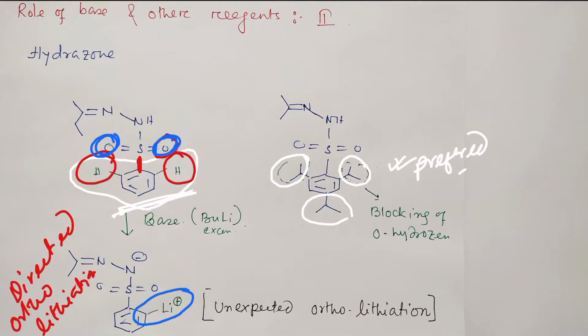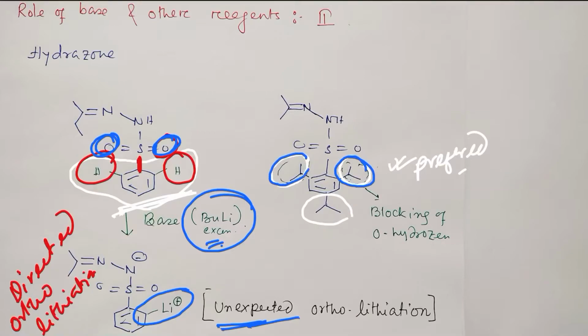And why is this possible? Because during the reaction we use butyl lithium in excess. We will come to why and how much is needed. So for that, this unexpected ortholithiation is possible. So how can we avoid this? If we block this, and this blocking is possible by a simple group like isopropyl. By the way, an interesting point is that this number 4, the para blocking, is not essential, but when we do para blocking we have a symmetrical substrate.